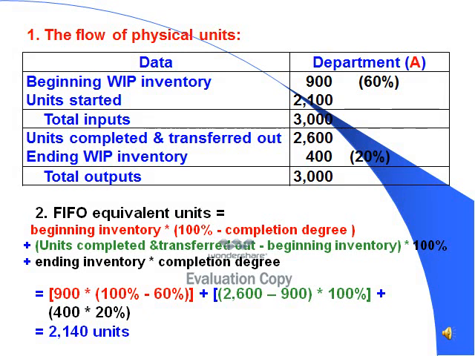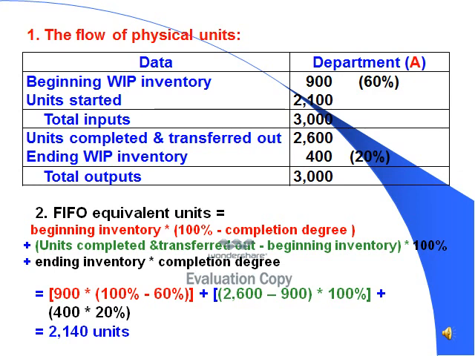Step number 1, the flow of physical units, data in the department A. Under data, beginning work in process inventory 900, between brackets the completion degree 60%, plus units started 2,100. Total inputs equal 3,000. Units completed and transferred out 2,600 plus ending work in process inventory 400, between brackets the completion degree 20%. Total output equal 3,000. Total inputs must equal total outputs, in this example 3,000.